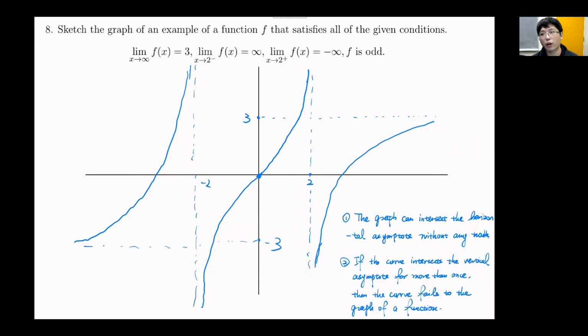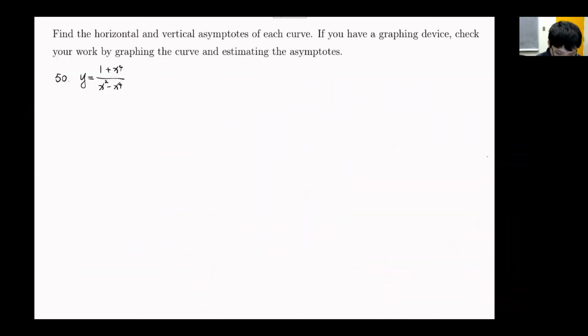And now let's look into the next problem, problem 50. You are asked to find the horizontal and vertical asymptotes of each curve. If you have a graphing device, check your work by graphing the curve and estimating the asymptotes. Okay, so this is number 50. We are given the curve y equals 1 plus x to the 4th on top and x squared minus x to the 4th at the bottom. Okay, let's start with the vertical asymptotes.